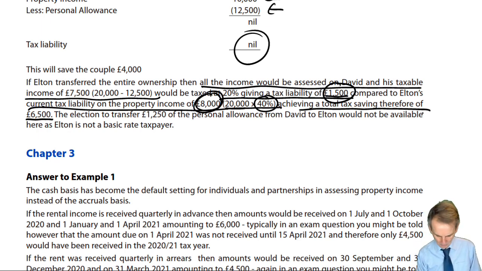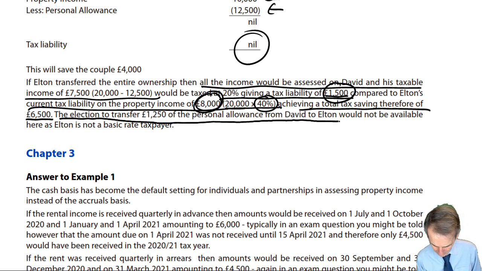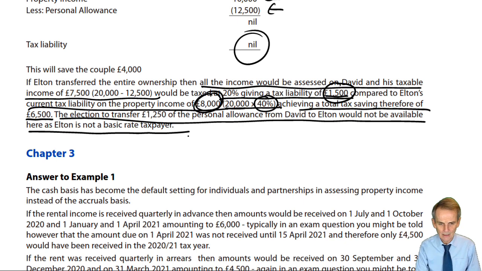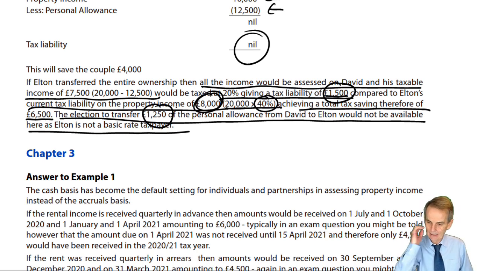A point that we made earlier that we'll just pick up on: the election, of course, to transfer £1,250 of the personal allowance from David to Elton would not be available here, as Elton is not a basic rate taxpayer. So even though we've got this unused personal allowance of £12,500 at current year 2021 rates, there would be no possibility of making a transfer across to Elton, because you can only do that 10% transfer, that £1,250 transfer to go as a tax credit for the transferee spouse, if the transferee spouse is not greater than a basic rate taxpayer. Elton, a clearly higher rate taxpayer, that is not possible here.